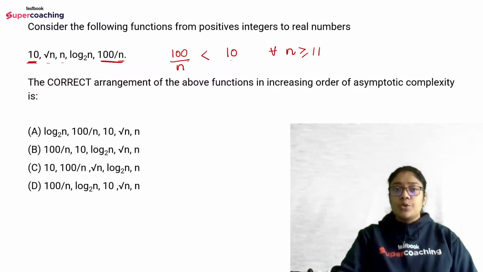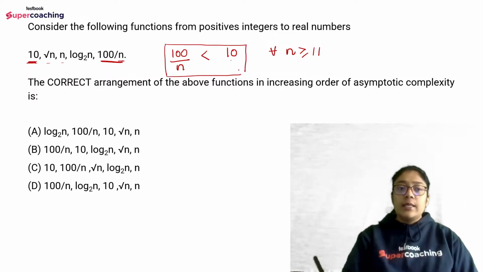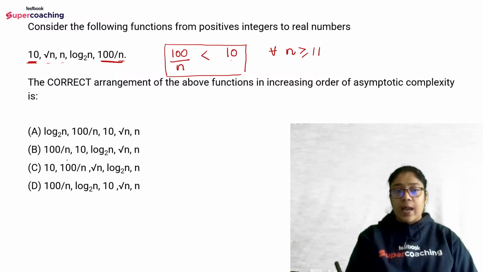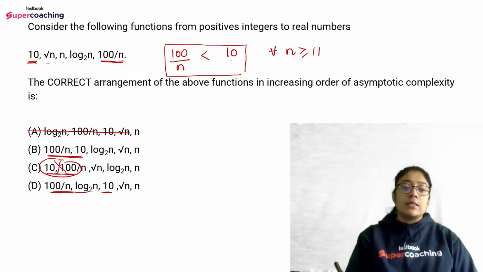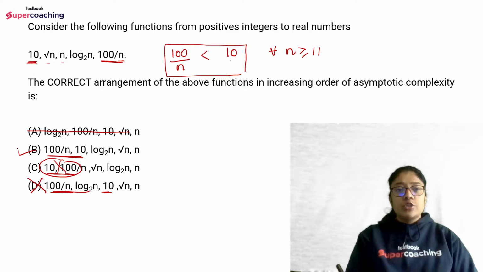So out of these functions we know that 100 by n is smaller than 10. So at first two places we'll be getting 100 by n and 10. 100 by n, this cannot be smaller. This is wrong order. So wrong. Constant बाद में नहीं आ सकता log n के. This is just by considering 10 and 100 by n we have got the answer. Otherwise just arrange these functions.